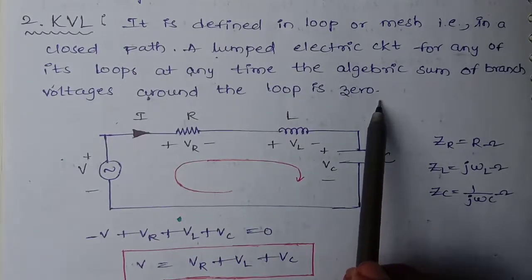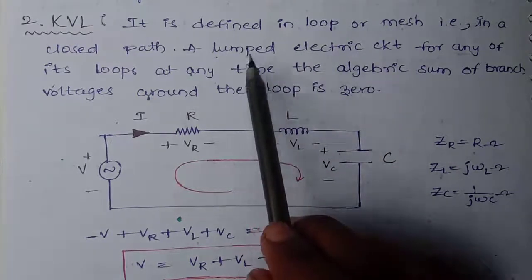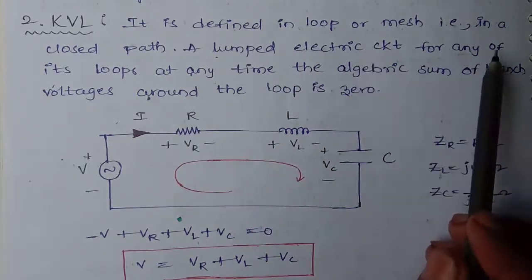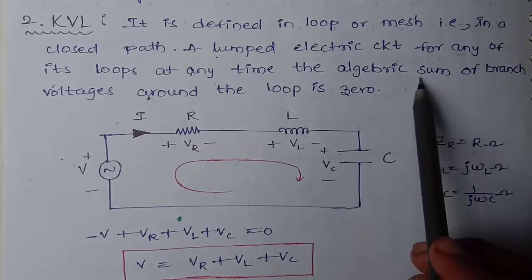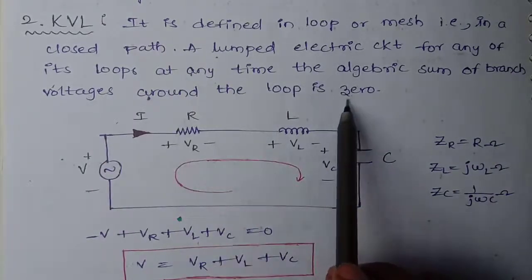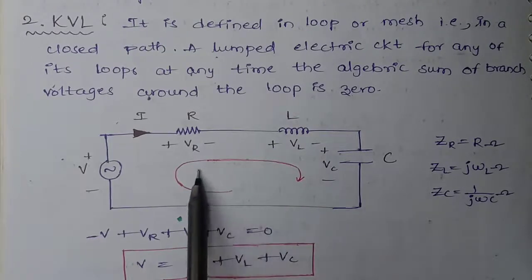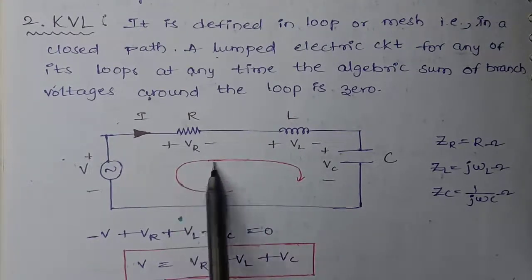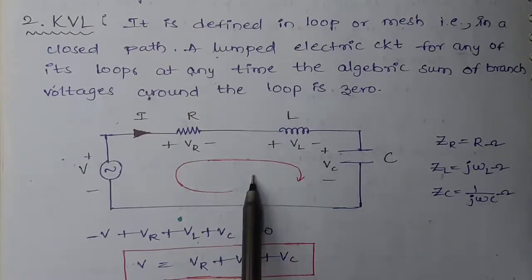It is defined in a closed path, that means a lumped electric circuit, for any of its loops at any time. The algebraic sum of branch voltages around the loop is equal to 0. That means, in general, if we take this circuit, the algebraic sum of all the voltages in this particular loop will become 0.